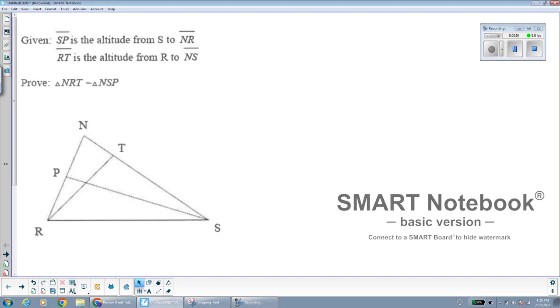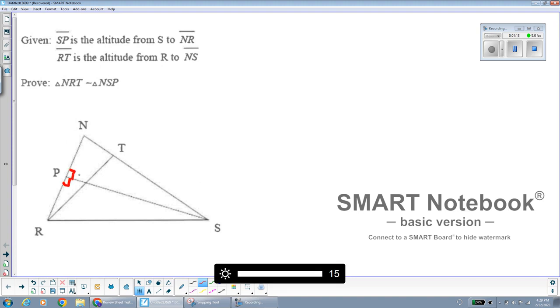So in this example here, it says that SP is the altitude from S to NR. RT is the altitude from R to NS. Now, I know altitudes form 90-degree angles, so I know that SP is a perpendicular line since it's an altitude, and that means it makes a right angle right over here and right over here. The problem is, I don't know which of those two right angles is going to be important to me unless I first figure out which triangles I'm going to be focusing on in this diagram.